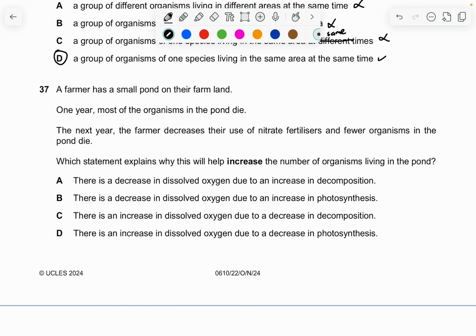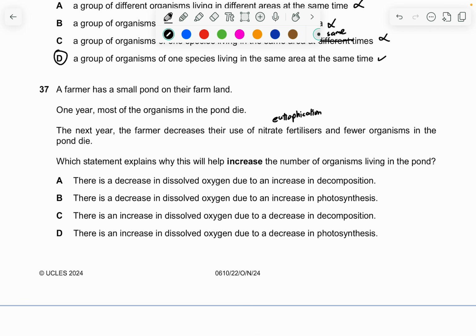Okay, question 37. A farmer has a small pond on their farmland. One year, most of the organisms in the pond die. The next year the farmer decreases their use of nitrate fertilizer and fewer organisms in the pond die. Which statements explain why this helps increase the number of organisms living in the pond? The reason they die is due to eutrophication. The use of nitrate, and they actually leak into the nearby ponds.